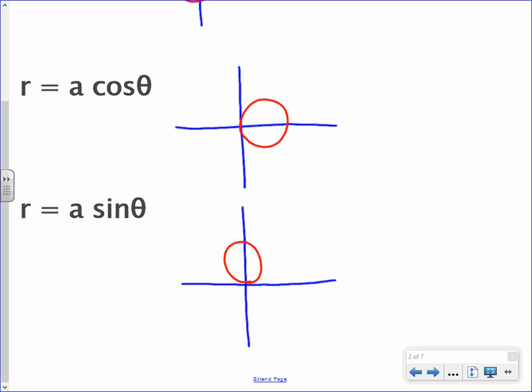And a, Caleb, what did a tell us about our circle? The diameter. The diameter is a in these circles. Now, what if I had a negative a here for cosine? If a was negative, what would happen to this circle? It'd be to the left instead of to the right. If we had a negative here for sine, it would be below instead of above.